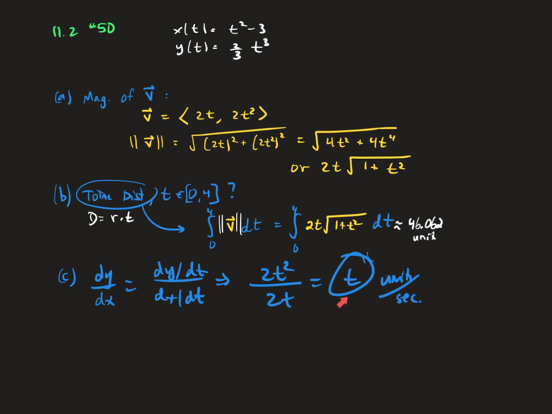But hold the presses, hold the presses. They asked for this dy/dx as a function of x, not as a function of t. So if the slope is t, what is that as a function of x? Well, x is t squared minus 3. So just solve for t. So t squared will equal x plus 3. So t, which is the slope, will be equal to the square root of x plus 3.